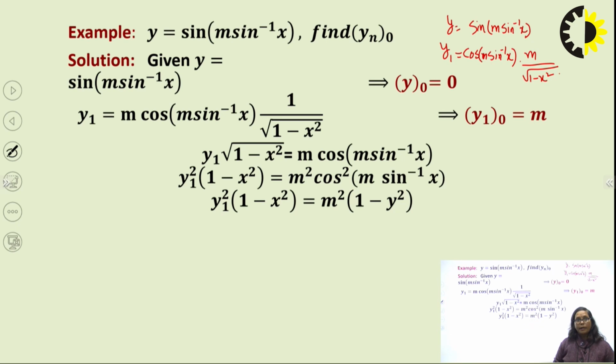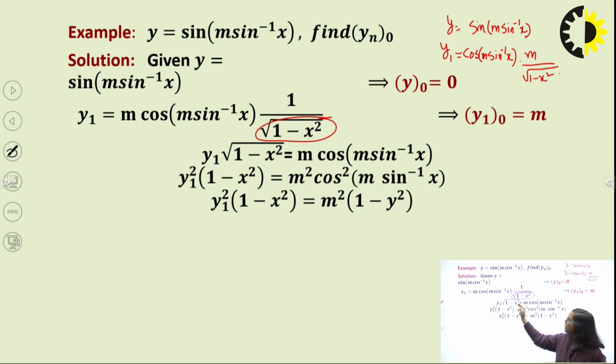According to our rule, we have to do a few things. One, if we have something in the denominator on the right hand side, we shift it to the left hand side. Second, if that term is under a root, we square to remove the root sign. And third, we try to write the right hand side as a function of y again. So first we shift the under root 1 minus x square to the left hand side. This becomes y1 under root 1 minus x square equal to m cos(m sin⁻¹x).